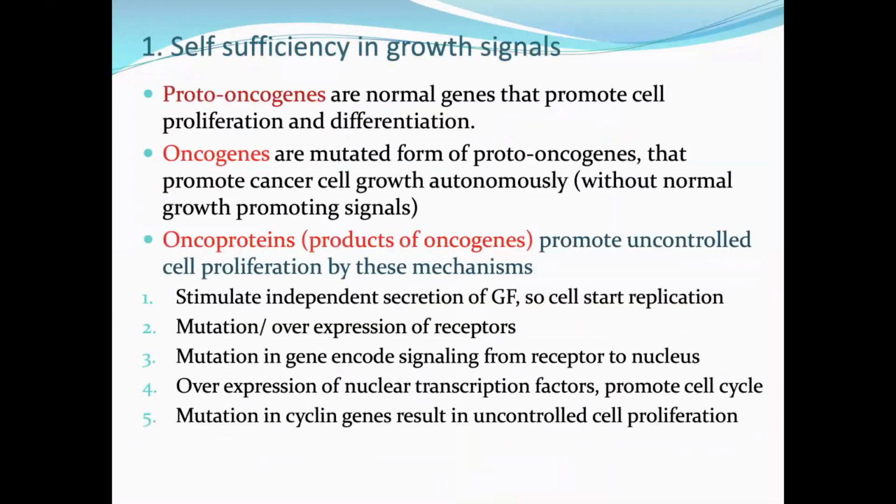So normally أي cell needs growth factors to remain alive and to maintain its growth. Okay, and these growth factors and their receptors and the pathway within the cell are encoded by genes. In the normal setting, we call these genes proto-oncogenes. Okay, if these genes undergo mutation, we call it oncogenes. فالبروتو-oncogen متى ما صار فيه mutation اتحول لأونكوجين.